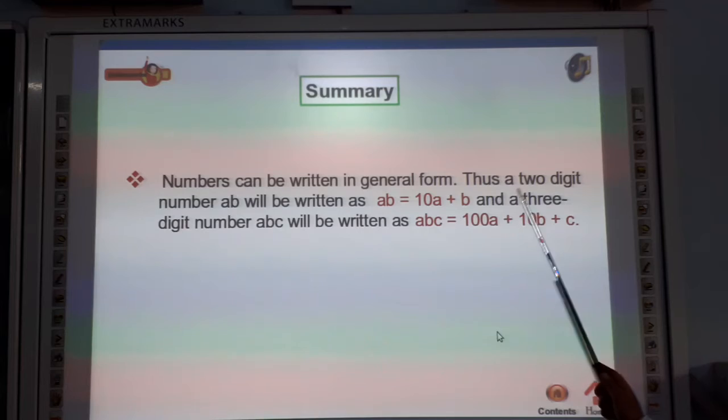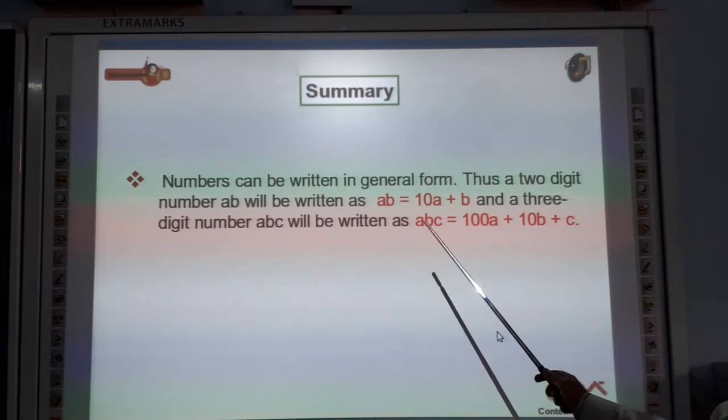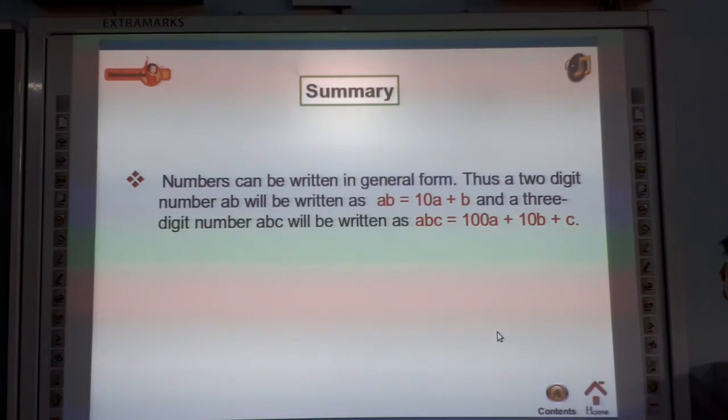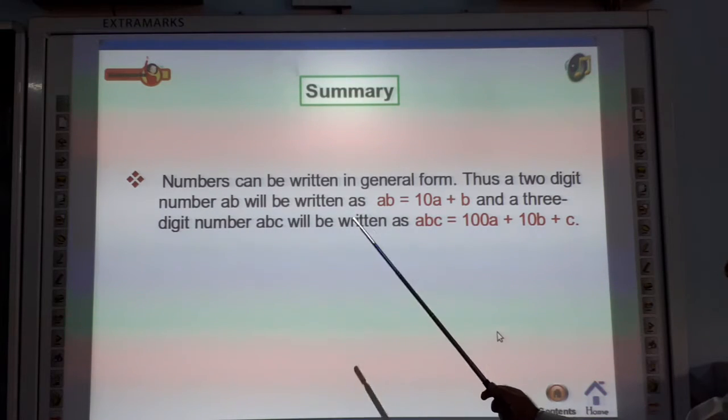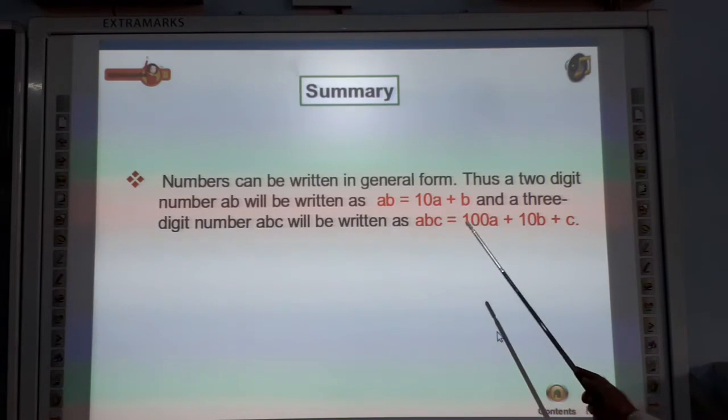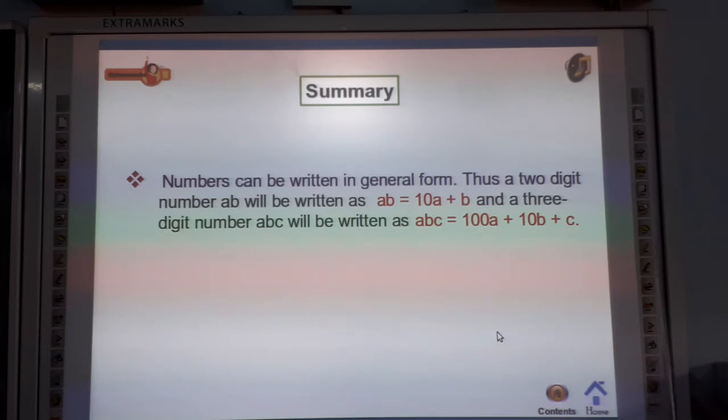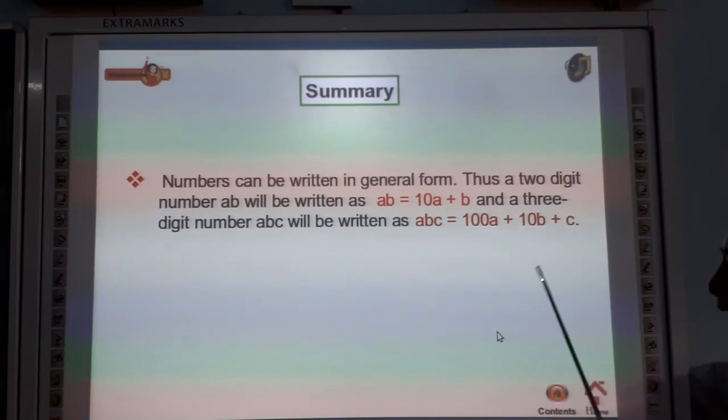Numbers can be written in general form. This is a general form. AB is 10A plus B. Thus a 2-digit number AB will be written as AB equal to 10A plus B, and a 3-digit number will be written as 100A plus 10B plus C.